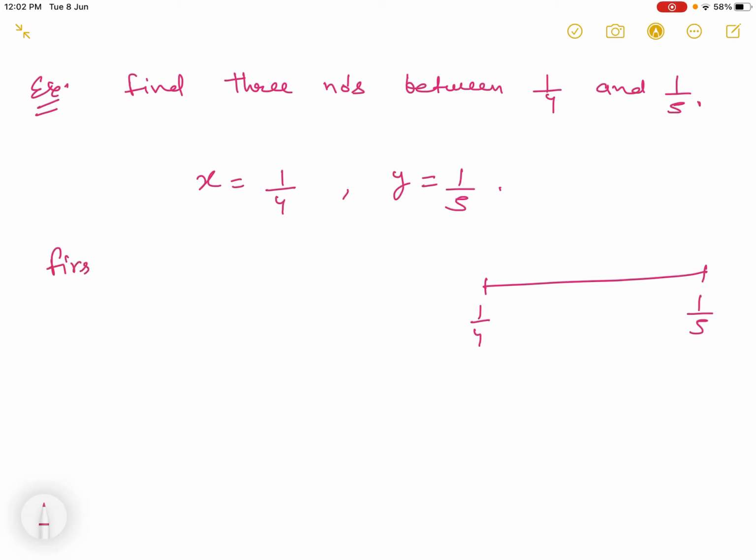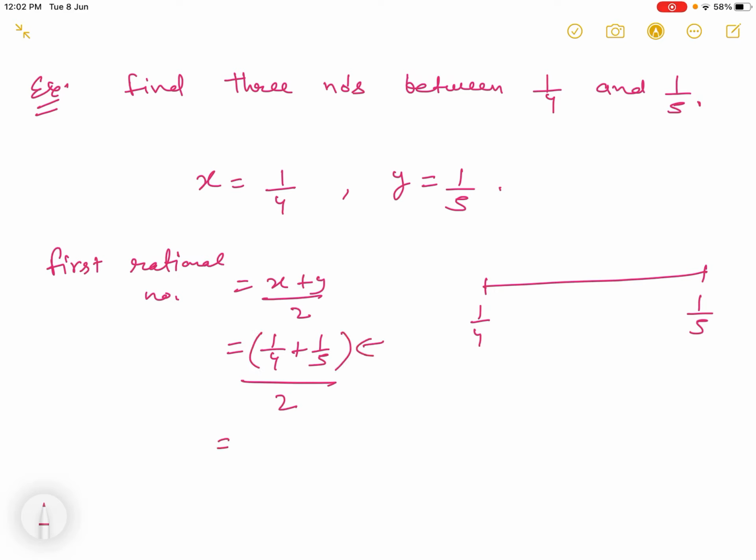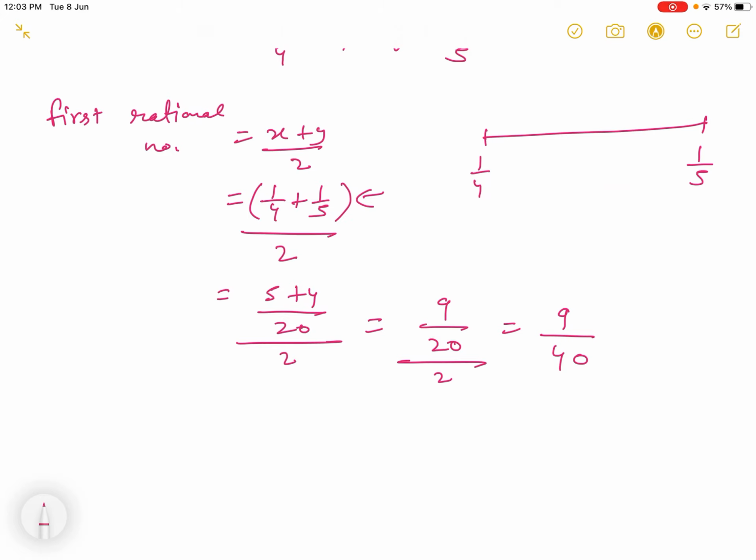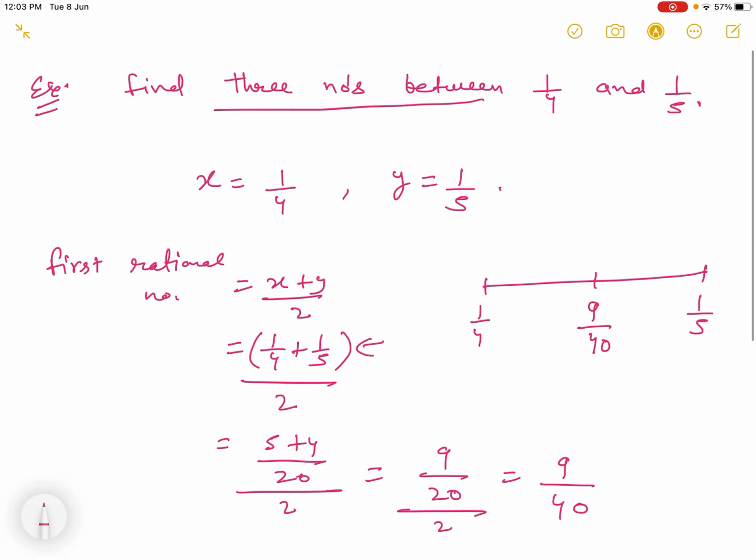So the first rational number would be (x plus y) by 2. It will come out as (1 by 4 plus 1 by 5) divided by 2. We can take the LCM of these numbers. We will have ((5 plus 4) divided by 20) upon 2. It will come out as (9 by 20) divided by 2, which is 9 by 40. Right. So the first rational number between 1 by 4 and 1 by 5 is 9 by 40. Now we have to find 3 rational numbers.